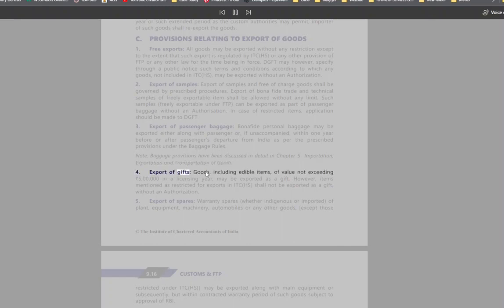4. Export of gifts. Goods, including edible items, of value not exceeding 5,00,000 in a licensing year, may be exported as a gift. However, items mentioned as restricted for exports in ITC, HS, shall not be exported as a gift without an authorization. 5. Export of spares. Warranty spares, whether indigenous or imported, of plant, equipment, machinery, automobiles, or any other goods, except those restricted under ITC, HS, may be exported along with main equipment or subsequently, but within contracted warranty period of such goods, subject to approval of RBI.